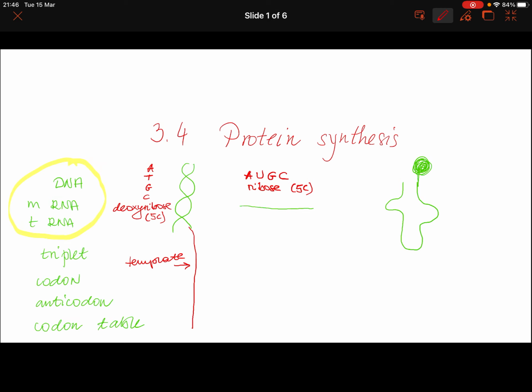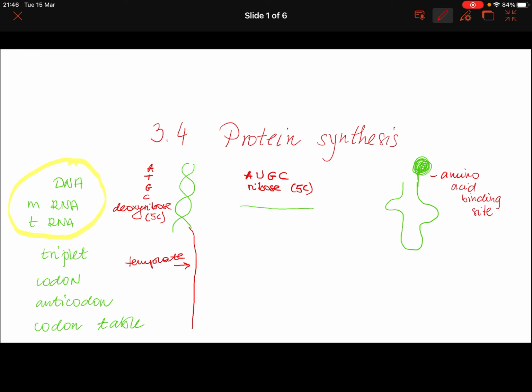Another type of the nucleic acid which is important in the protein synthesis is tRNA. tRNA is a single-stranded nucleic acid molecule, but what's important here about tRNA is the fact that it has the amino acid binding site, and it has the bases the same as in mRNA, so adenine, uracil, guanine, and cytosine.